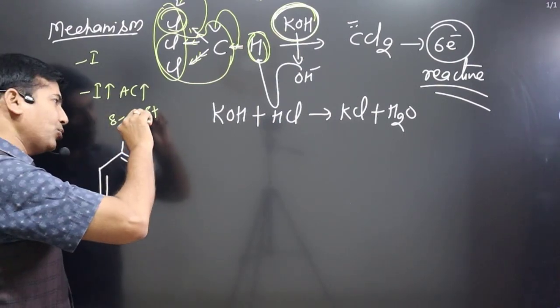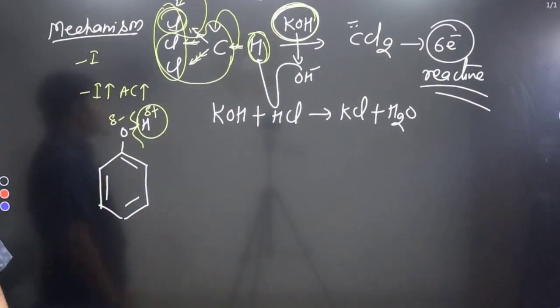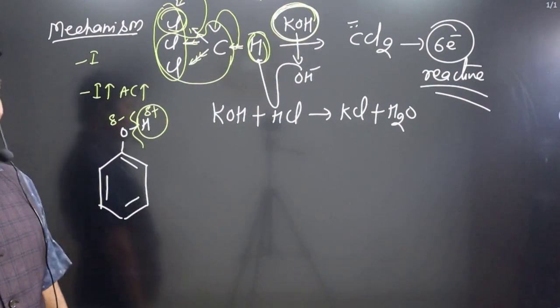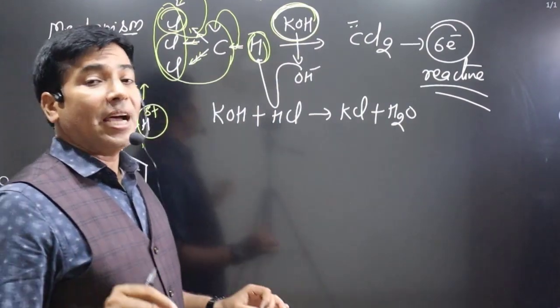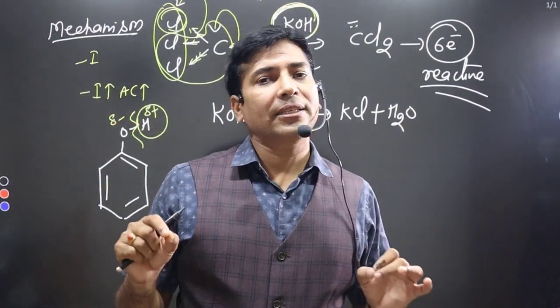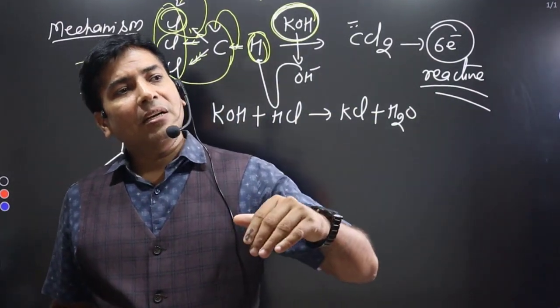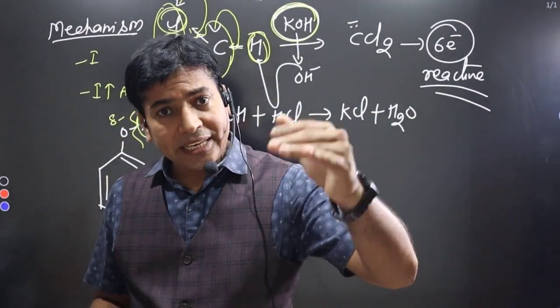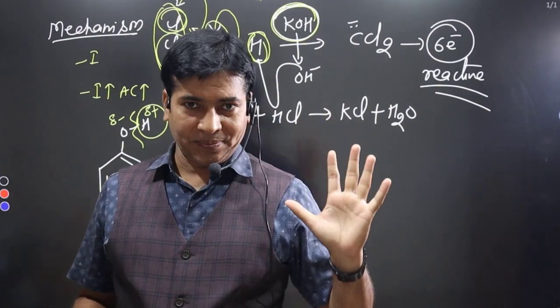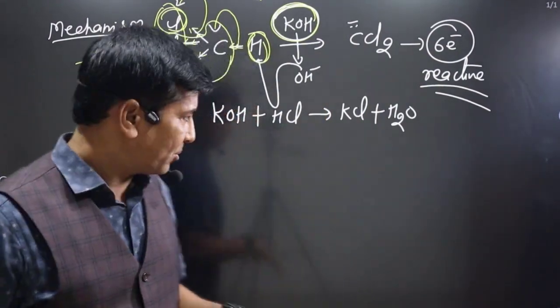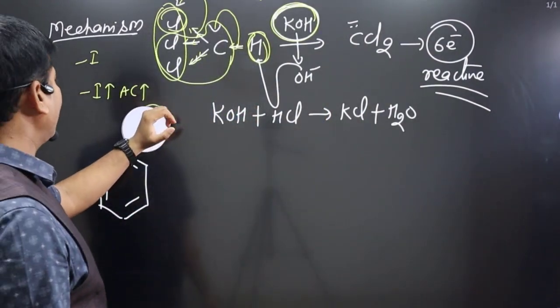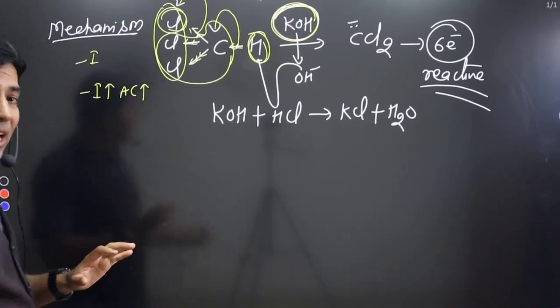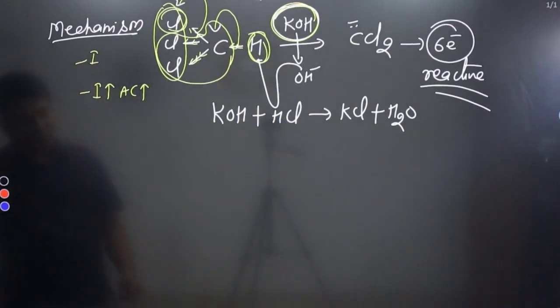We can say this hydrogen is acidic hydrogen. A better acid, as you might have learned, is the acid whose anion, after losing the H plus ion, gets stabilized. Okay, so now let's continue the reaction. I have just explained the acidic character of phenol by resonance.